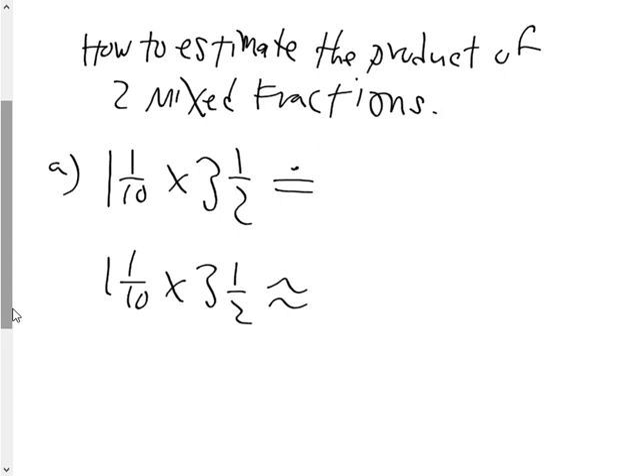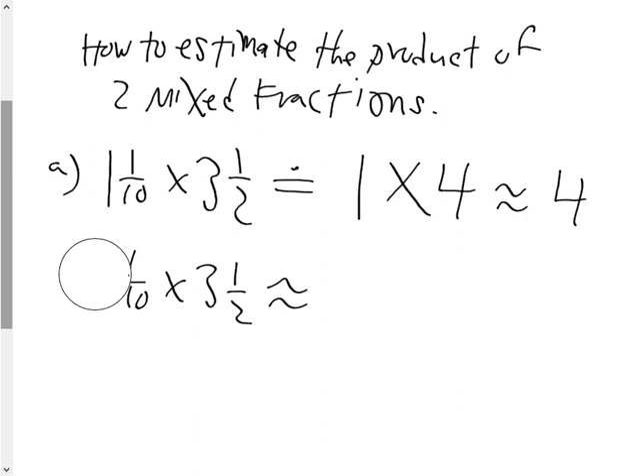So 1 and 1/10 times 3.5. 1 and 1/10 is going to become closest to the whole number 1. And 3.5, since it's right between 3 and 4, we usually round up, don't we? So our estimation for 3.5 is going to be 4. And therefore, the product is going to be approximately 4. Okay, so our estimation using nearest whole numbers is going to be 1 times 4, which is approximately 4.